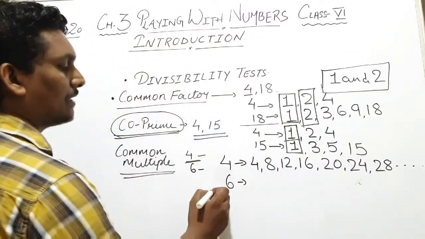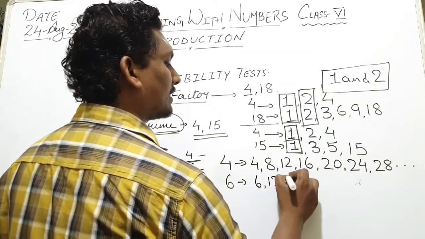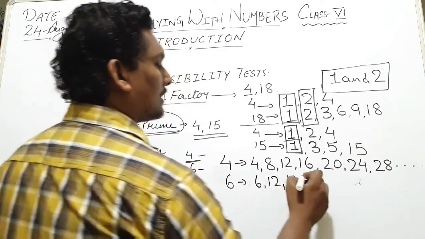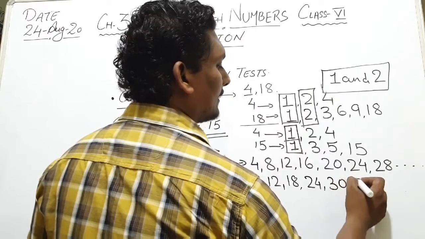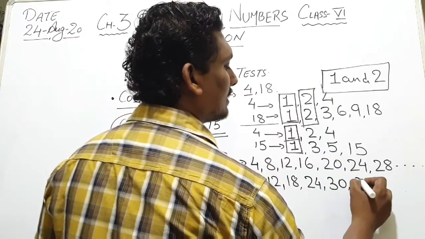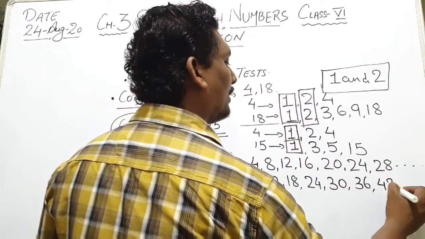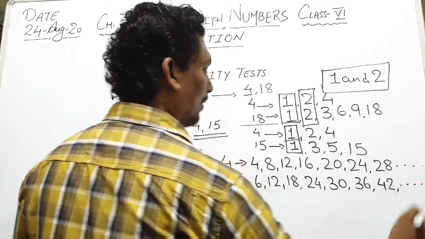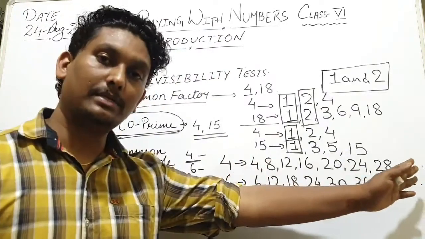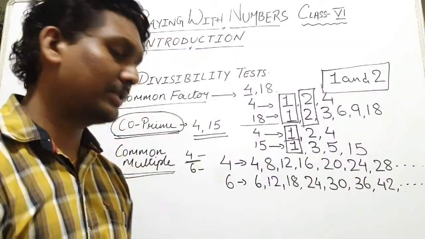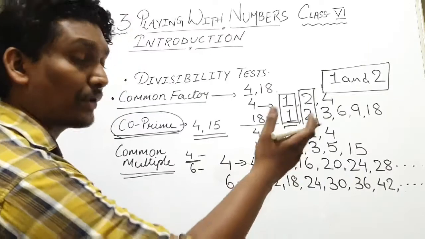Now I have taken the multiples of 6: 6 1s are 6, 6 2s are 12, 6 3s are 18, 6 4s are 24, 6 5s are 30, 6 6s are 36, 6 7s are 42, and it goes on. I have not taken the whole multiples. I have taken the half, just for the example. I have not written the full one.